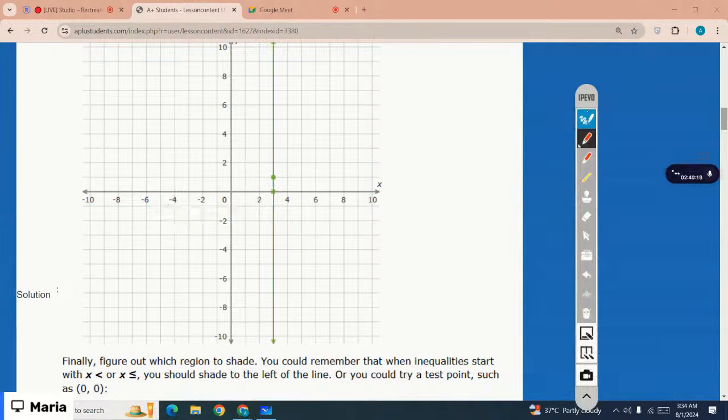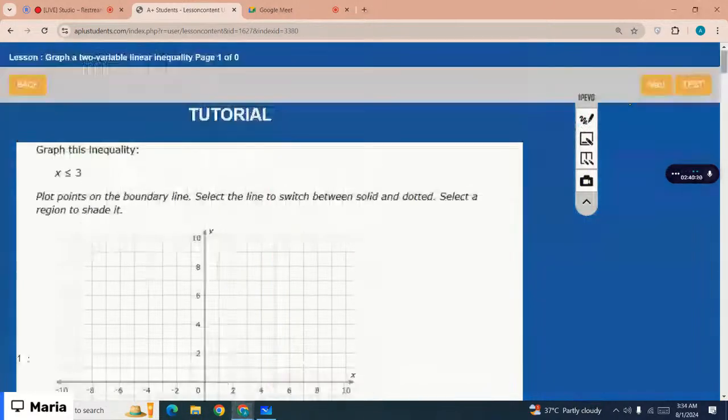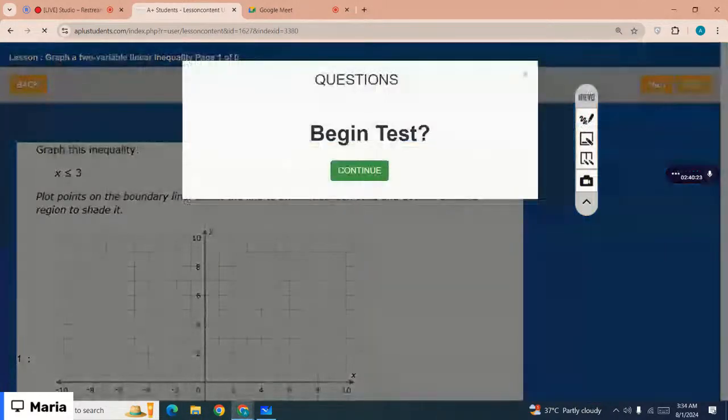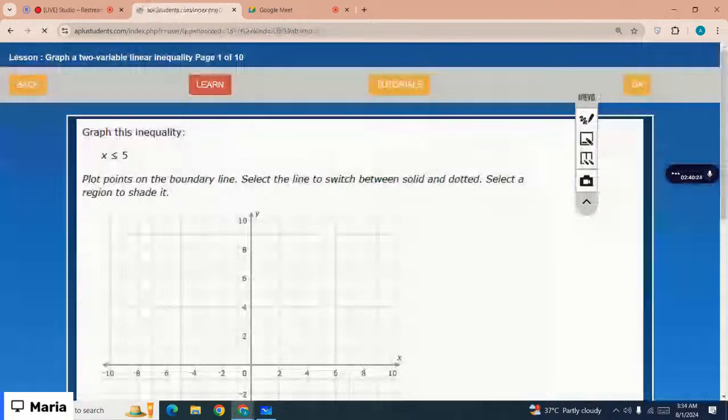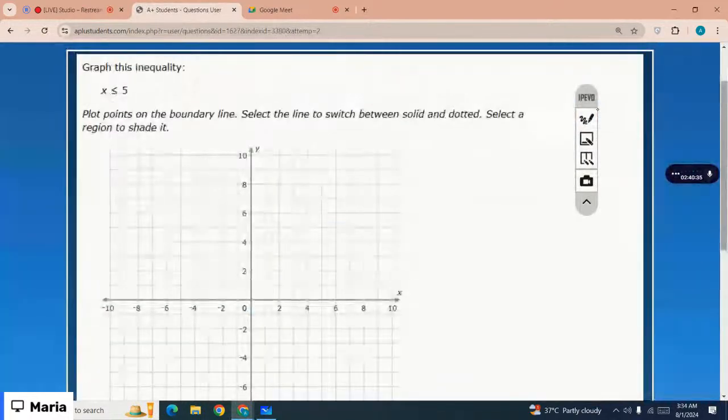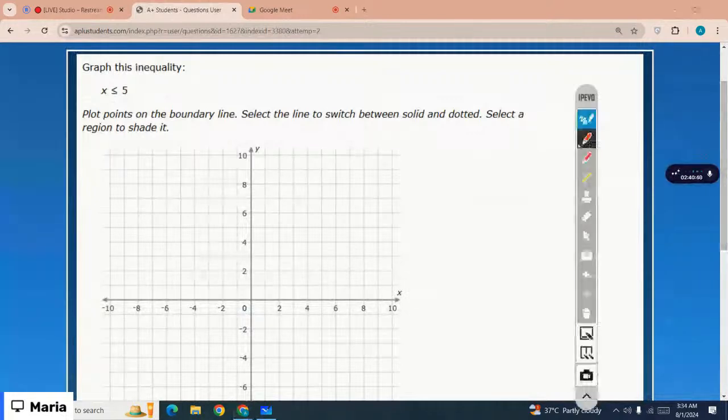Okay, let's just start with the test questions. Graph the inequality x is less than or equal to 5. So which is the correct option? You have to understand the inequality. X is less than or equal to 5, right?